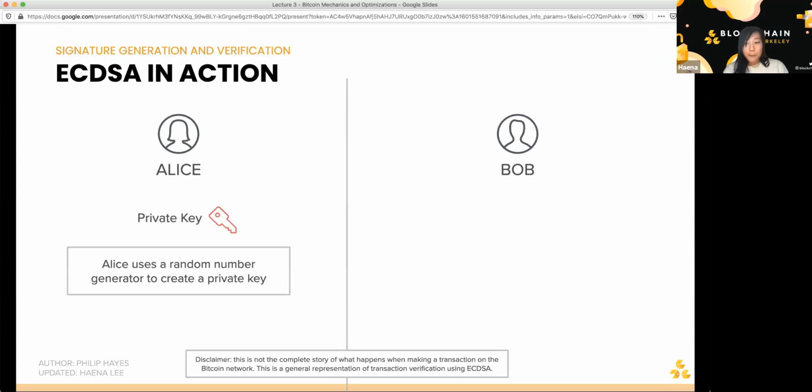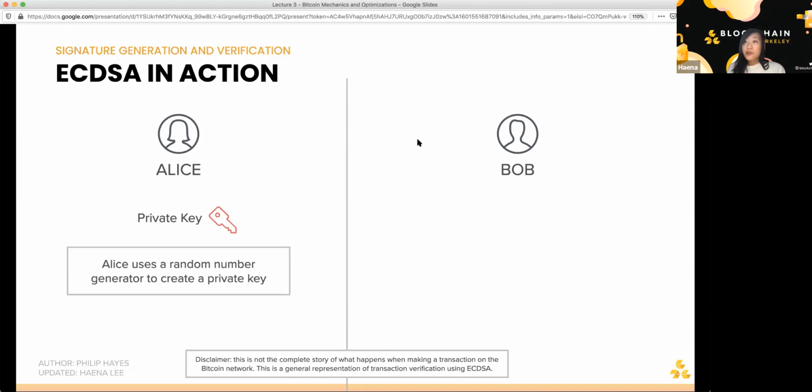All right, so now we're going to get into a general high-level walkthrough of how signature generation and verification works in Bitcoin. A couple things, disclaimer. This isn't the complete story of what happens when you are sending a transaction through the Bitcoin network. This is more of a general representation or an analogy of a transaction verification using ECDSA. So this doesn't include all of the granular details. But let's get into the example. Say that we have two people on the Bitcoin network named Alice and Bob.